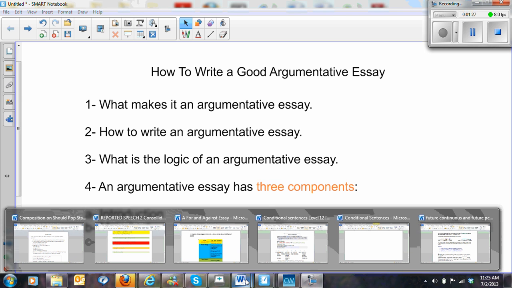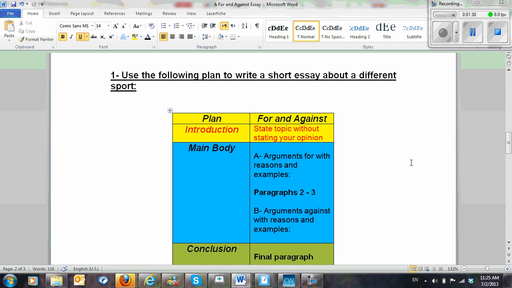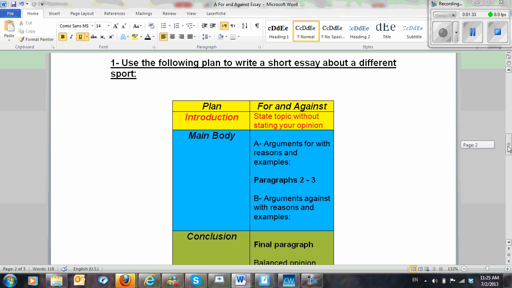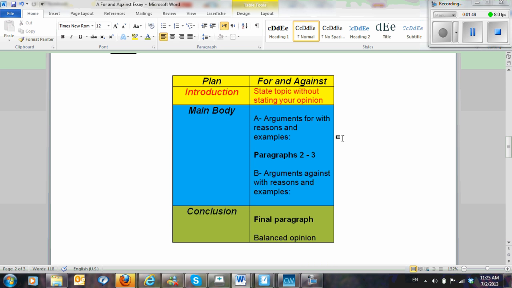So let me give you one concrete example here. This is the topic here. This is the organization or the structure of the for and against essay. In the introduction, you state the topic without stating your opinion. Don't state your opinion, but mention the two divergent or conflicting opinions. In the main body, you give the arguments for, and you give examples, arguments, and reasons, and explain that, and the arguments against, and you give reasons and examples. In the conclusion, you can start by finally, all in all, or in conclusion, and you mention your opinion.